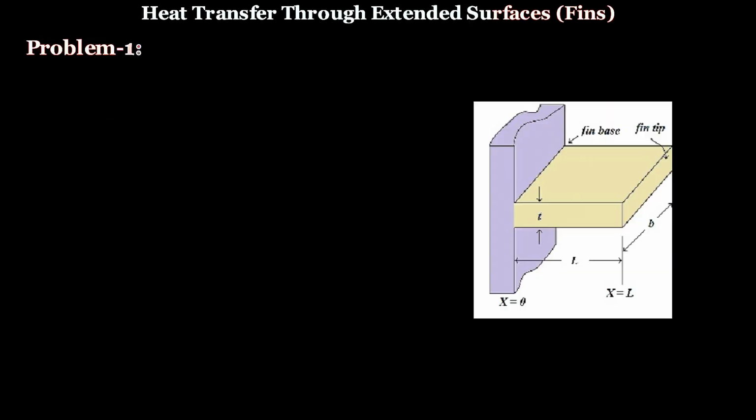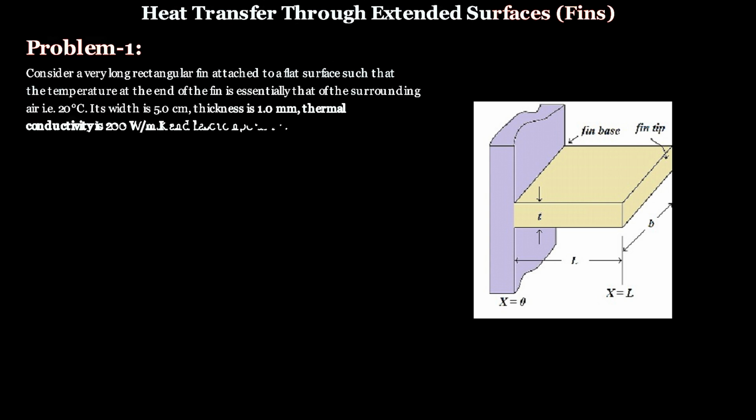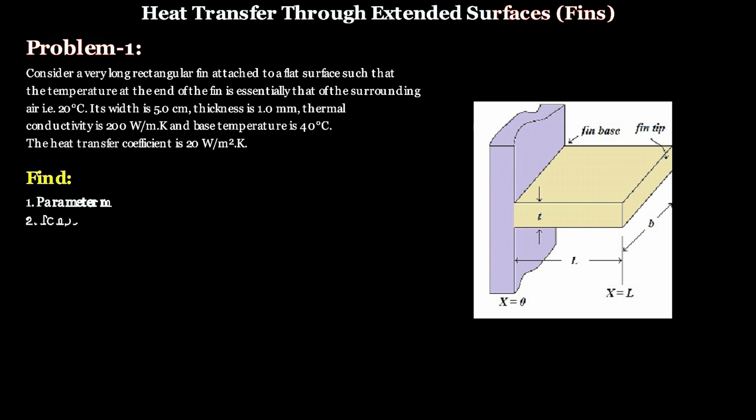Let's begin with problem 1. Consider a very long rectangular fin attached to a flat surface such that the temperature at the end of the fin is essentially that of the surrounding air, which is 20 degrees Celsius. The fin has a width of 5.0 centimeters, a thickness of 1.0 millimeters, and a thermal conductivity of 200 watts per meter Kelvin. The base temperature is 40 degrees Celsius, and the heat transfer coefficient is 20 watts per meter squared Kelvin.